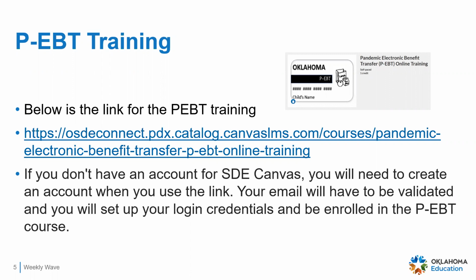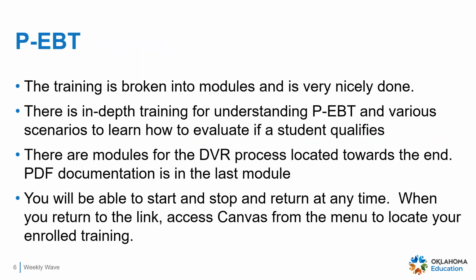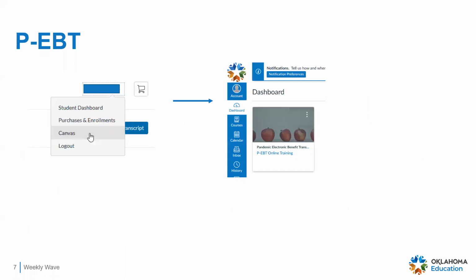The training module is done really nicely. It's broken into several modules. There's in-depth training that helps you understand if a student qualifies for PEBT and how it's evaluated. There is also a DVR process located towards the end of the module, and there's PDF documentation in the last module. You can stop and start the course as needed, and it'll take you back to where you were. So if you haven't done it, I really encourage you to do so. The window for getting your DVRs is actually approaching, so we want to make sure everything's in there.